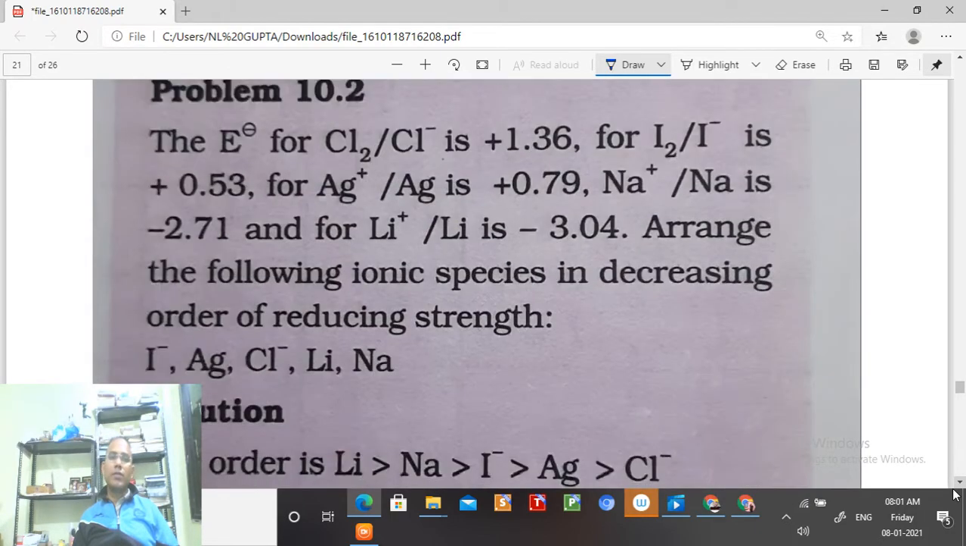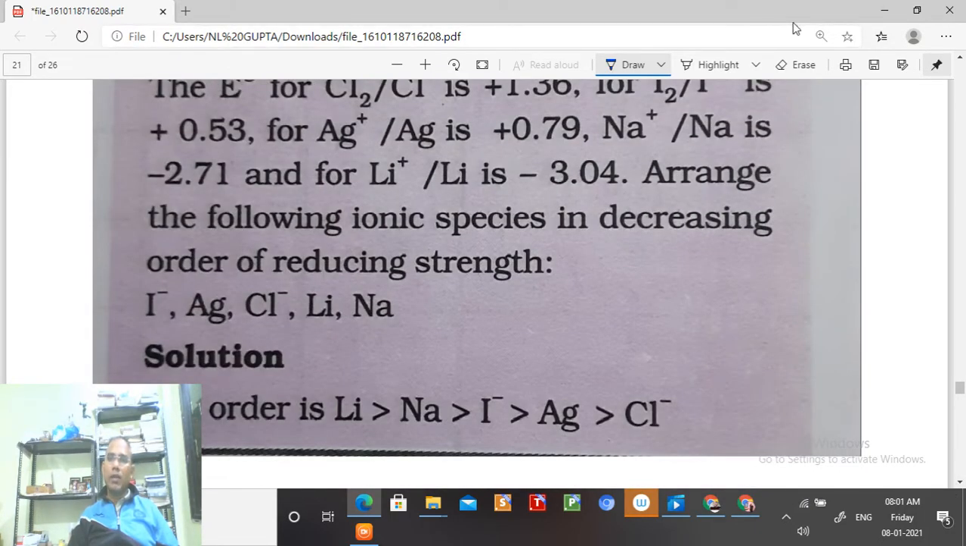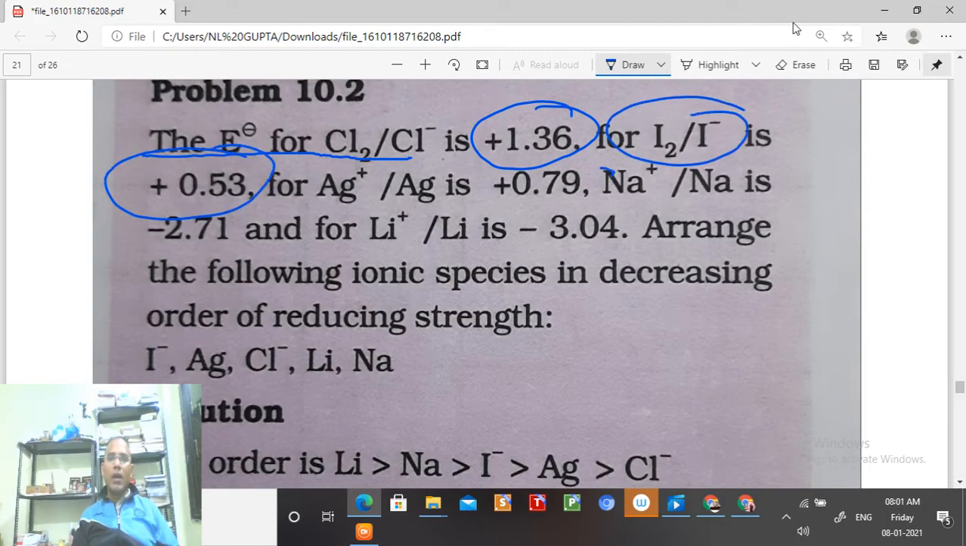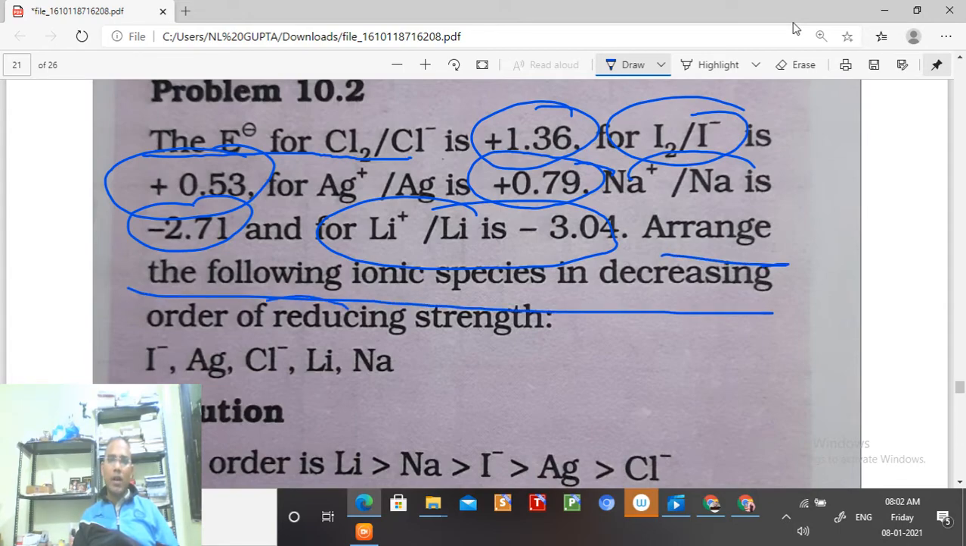So here you see, students, one question is there in the NCERT book. Let us first solve it. The E naught for Cl2 is plus 1.36, I2 is plus 0.53, Ag is 0.79, sodium is minus 2.71, lithium is minus 3. Arrange the following ionic species in decreasing order of reducing strength.